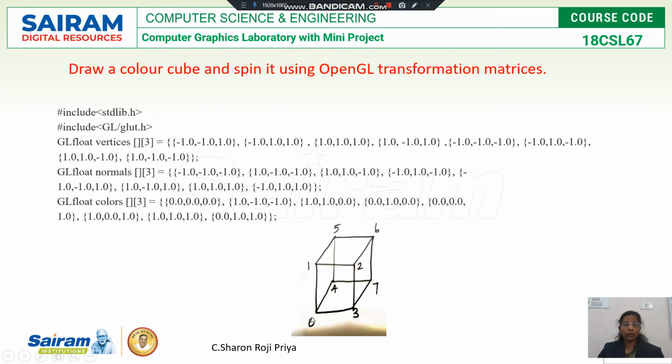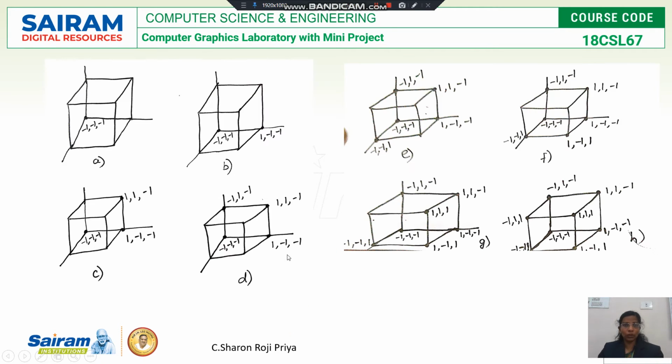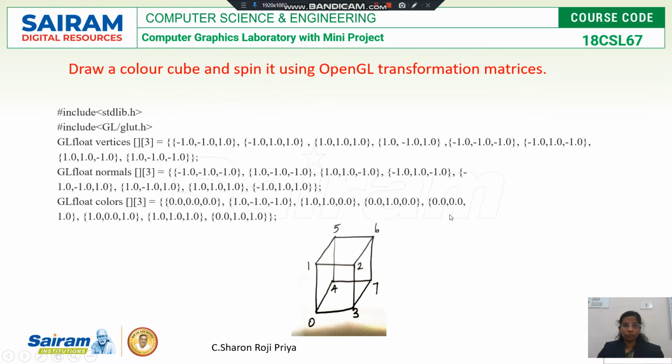The order will be, first you have to write the coordinates for the 0th vertex. What is the coordinate for the 0th vertex? It is -1, -1, 1. Right, -1, -1, 1. So I have written in the same order as that of this marking: 0, 1, 2, 3, 4, 5, 6, 7. So you follow the same ordering.